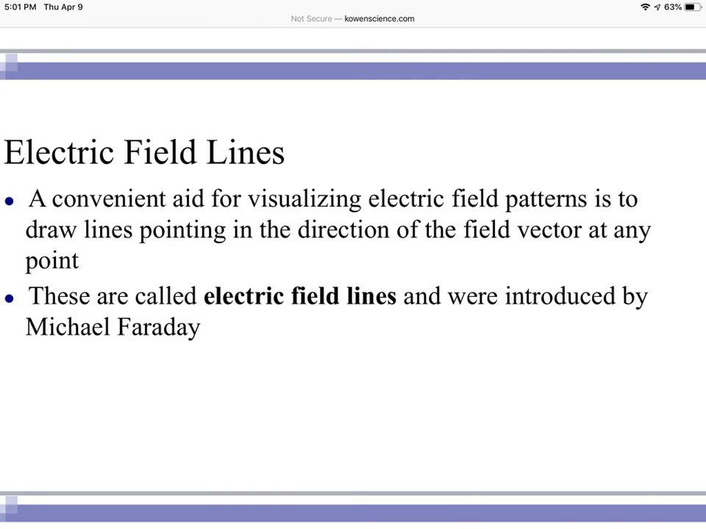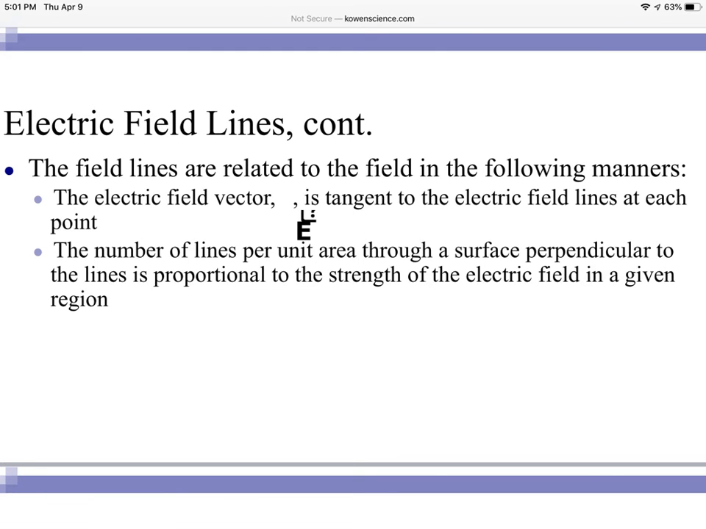So an easy way to visualize electrical field patterns for problems is to draw lines pointing in the direction of the field vector at any point. This is called electrical field lines. It was first developed by Michael Faraday. We'll also be looking at magnetic field lines when we get to our unit on magnets.